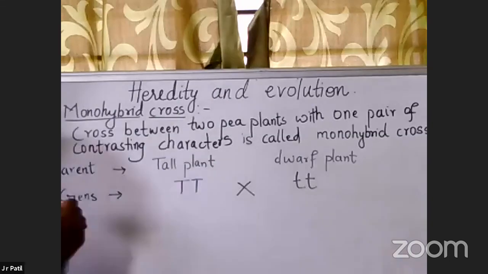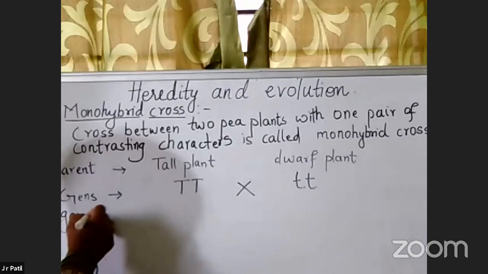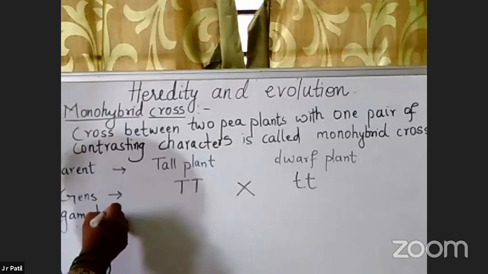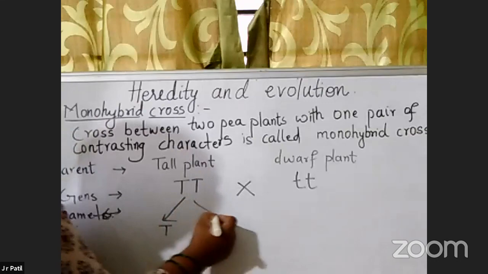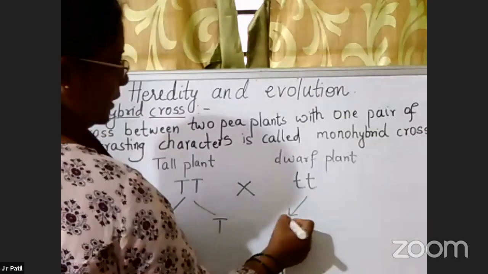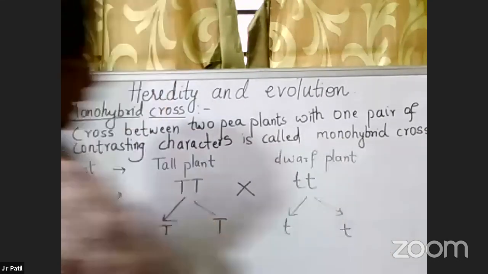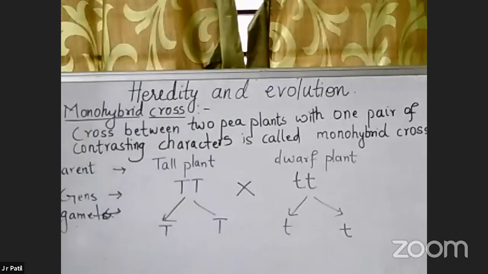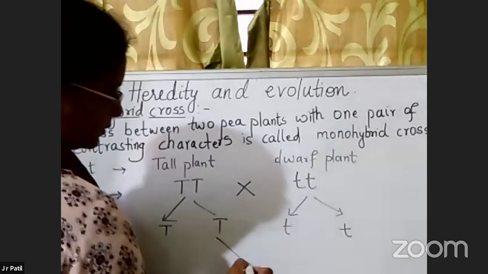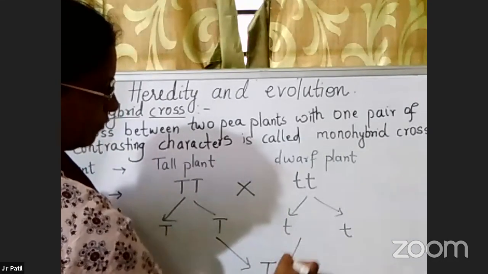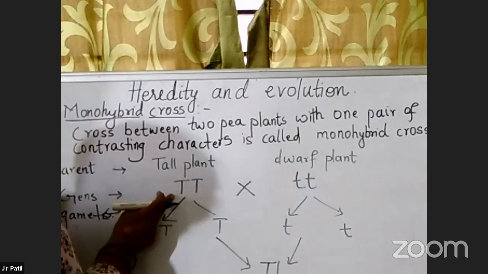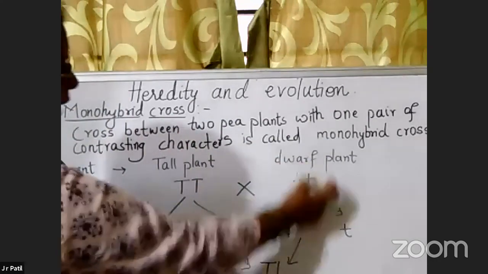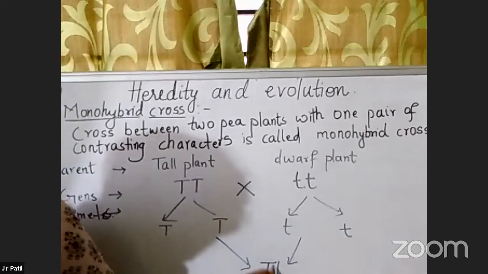Then gamete separation happens. The gametes separate like this: T separates here, and t separates here. Gametes. Now when cross pollination takes place, one T from here comes. Capital T and small t. So this tall plant will give its gamete, that is capital T, and this dwarf plant will give its gamete, that is small t.